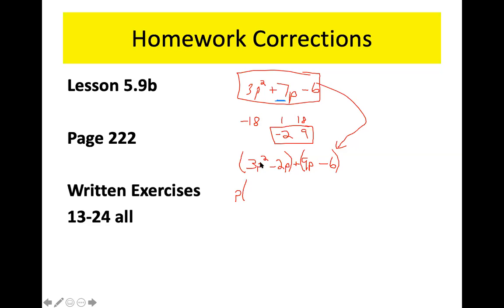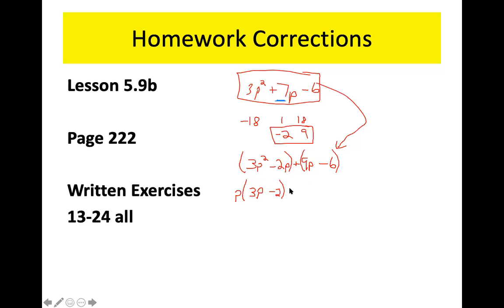I'm going to divide 3p squared by p. That would give me 3p. If you're having problems on that division, ask yourself, what times p is 3p squared? 3p. When that's multiplied by that, I better get this. Negative 2p divided by p would be minus 2. Once again, if you don't understand that, think about it as multiplication, what times p is negative 2p, or division, negative 2p divided by p.